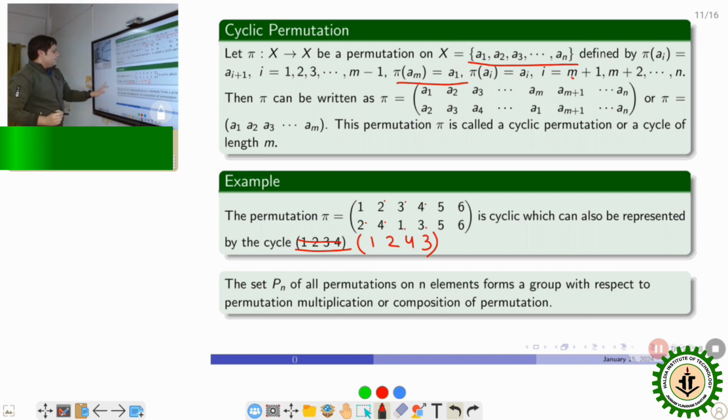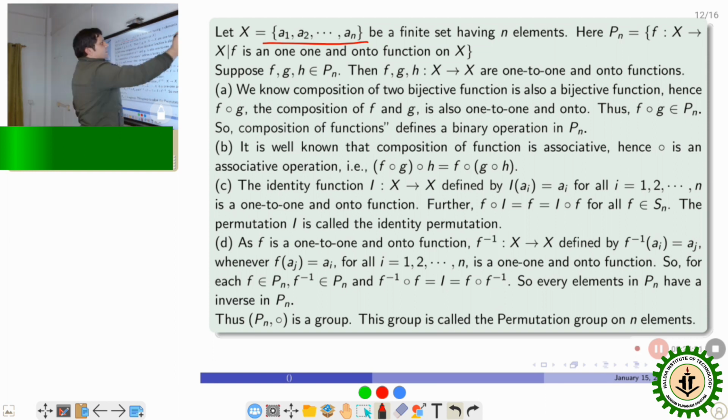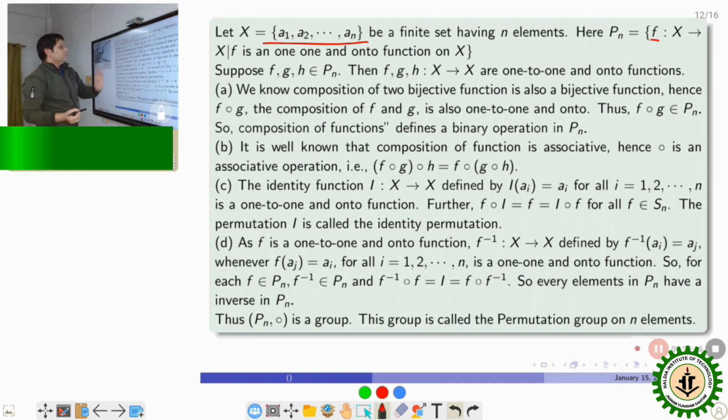Now, the set Pn of all permutations on n elements forms a group with respect to permutation multiplication, or composition of permutations. We show this. First, we consider a non-empty set X = {a1, a2, ..., an}, an n-element set. Next, Pn, the permutations. A permutation means a mapping f from X to X, and this mapping or function must be one-one and onto. Now we consider three functions f, g, h, elements of Pn. That means these f, g, h are one-one and onto functions from X to X.